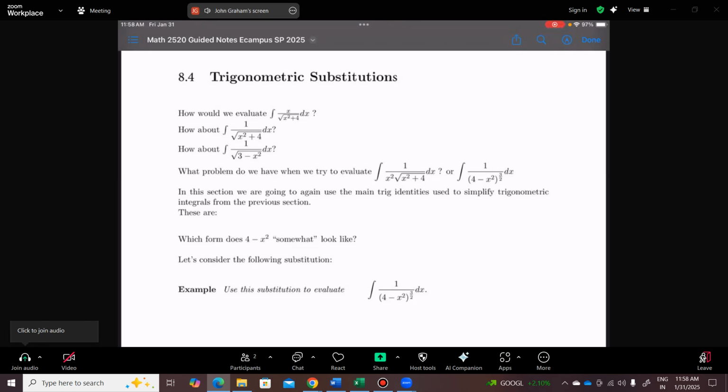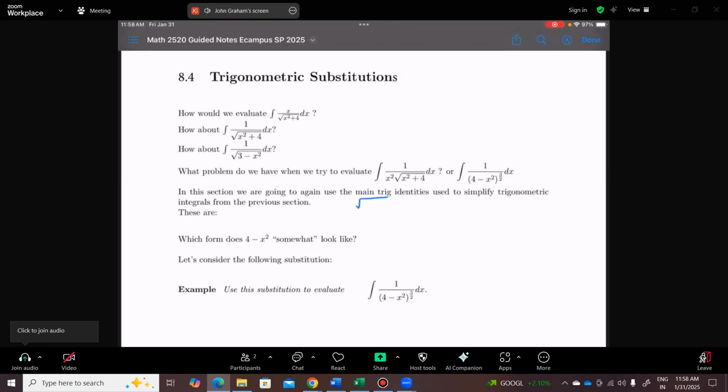It could be x squared plus something. It could be 3 minus x squared. And sometimes there's nothing in the numerator, sometimes there's an x in the numerator. To solve problems like these, we are going to use three main trig identities.